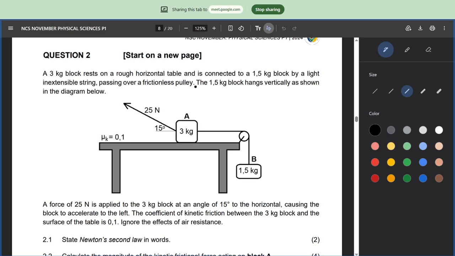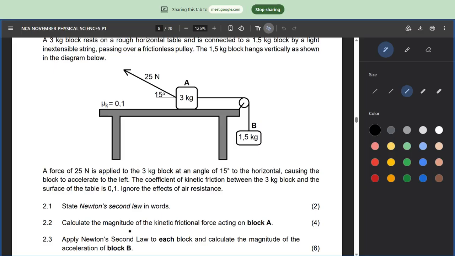it is connected to a 1.5 kg block by a light inextensible string passing over a frictionless pulley. The 1.5 kg block is the one that is hanging vertically as shown in the diagram. We can see that there's an applied force of 25 newtons on the 3 kg block, applied at an angle and also causing the block to accelerate to the left. So the direction of the motion is left. The coefficient of kinetic friction between the block and the table is given as 0.1.